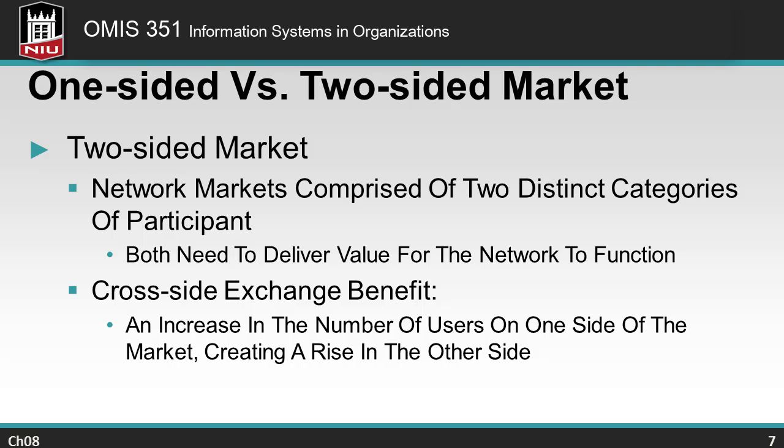One advantage to a two-sided market comes from the cross-site exchange. The result is that an increase in the number of users on one side of the market creates a rise in the number on the other side. For example, after implementing payment apps, consumers are attracted to the site since there are more sellers offering online payment. At the same time, more merchants are drawn to the site due to the number of active customers.